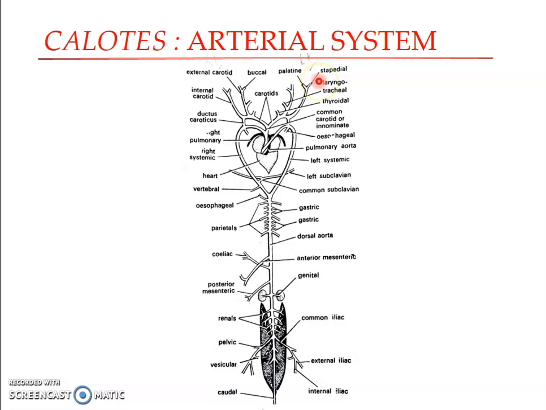a palatine and stapedial. And these internal arteries supply blood to the brain. The internal carotids, you can see here, are also connected to the systemic trunk of that side. The vessel which connects the internal carotid with the systemic trunk of that side is known as the ductus caroticus. Here you can see a ductus caroticus which connects the internal carotid of the right carotid branch with the right systemic trunk, while here you can see the ductus caroticus on the left side.